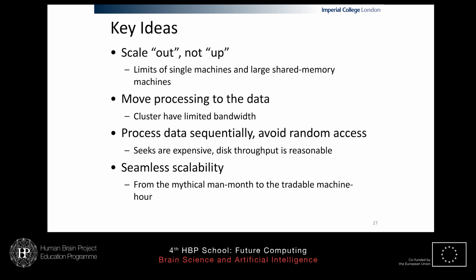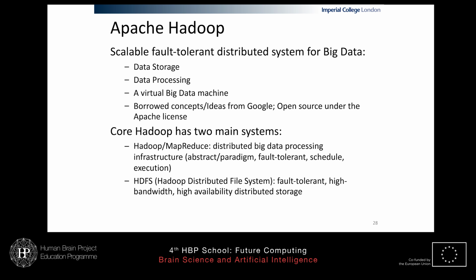Other things that we want to do is process data sequentially, because random access, particularly on disk, is quite costly. And with that in mind, a few years back, this idea of MapReduce was developed.